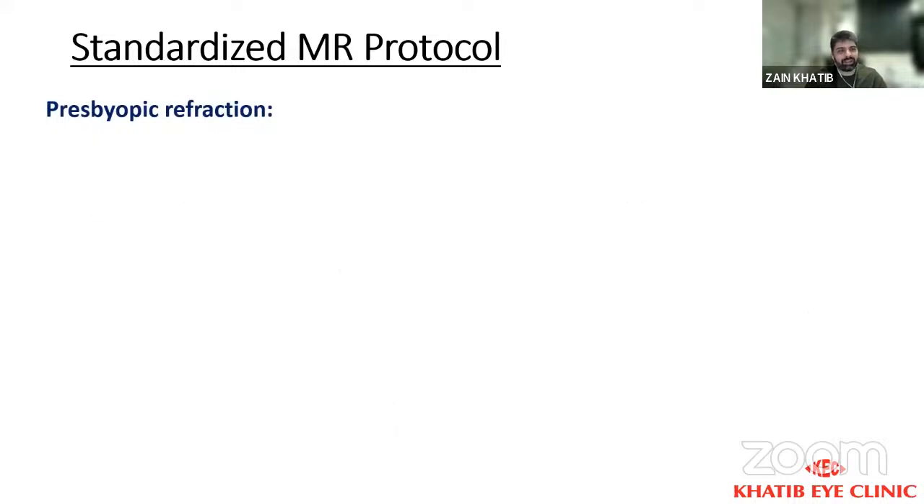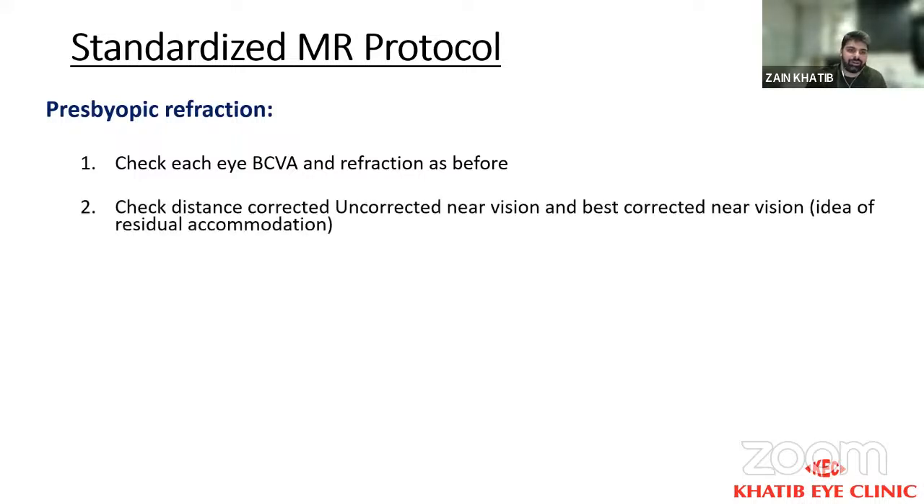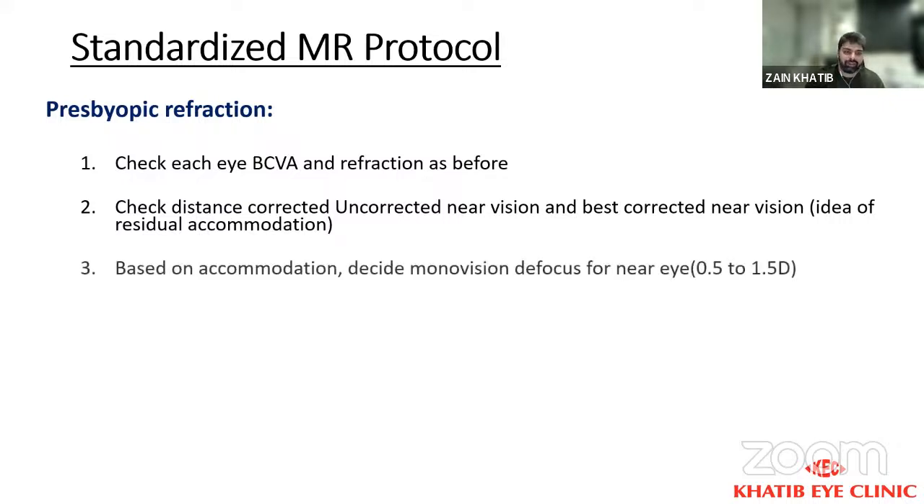When I'm doing presbyopic refraction, I rely a lot on monovision for refractive surgery. So I'll just quickly go through that also. I check each eye best corrected vision and refraction, as I mentioned before. Then I check the distance corrected, uncorrected near vision and best corrected near vision. This gives me the idea of how much accommodation that patient has. You'll be surprised. Some patients have a good accommodation in spite of being 50, 55 years.